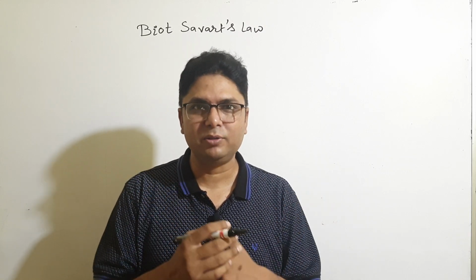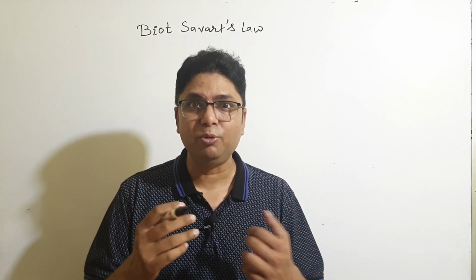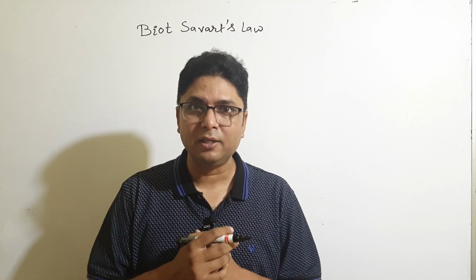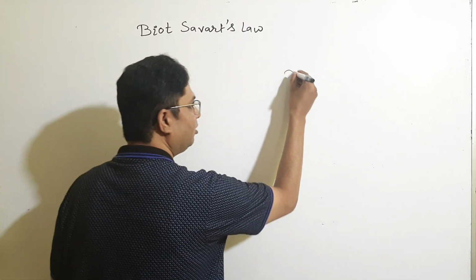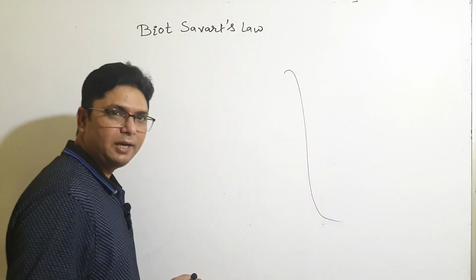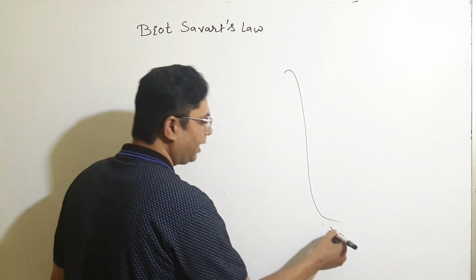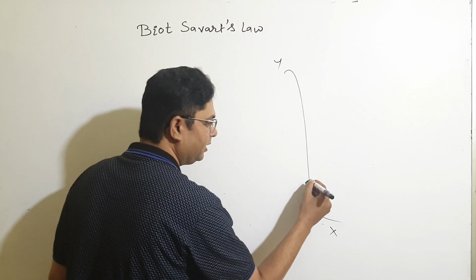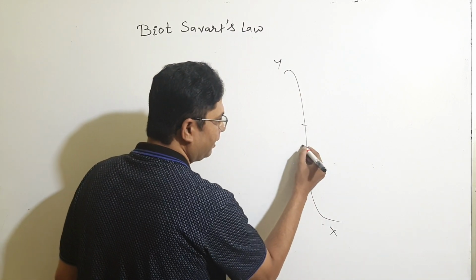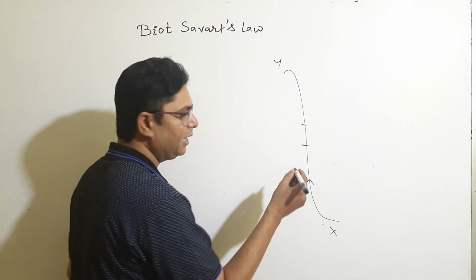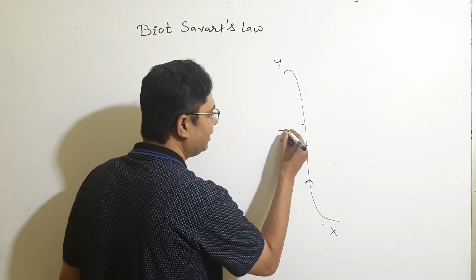To understand Biot-Savart's law, we are going to take an infinite wire's cross section. Let us have a cross section of an infinite wire. Let current be flowing from x to y direction. This is the direction of current. Let us take an elementary length dl here. This is the elementary length dl.